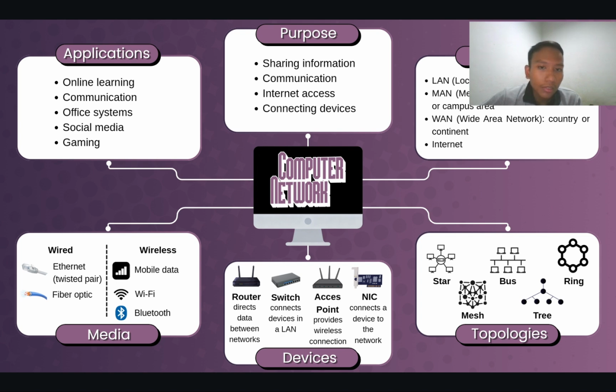Next, we go to the media. Media in computer network is separated into two, that is wired and wireless. The wired ones are Ethernet or twisted pair, and fiber optic. The wireless ones, which maybe we know more than the wired ones, are mobile data, Wi-Fi, and Bluetooth.